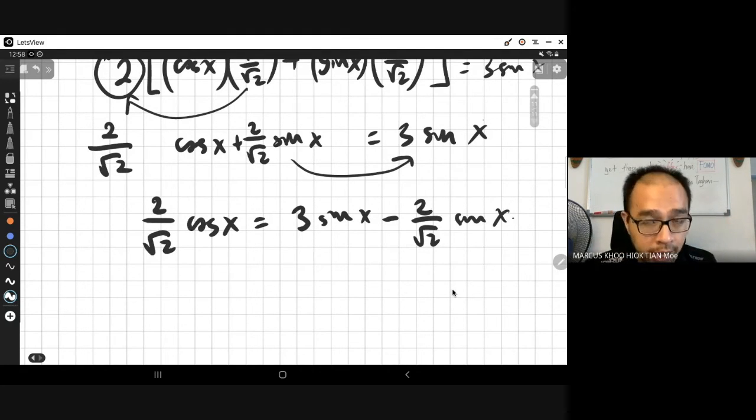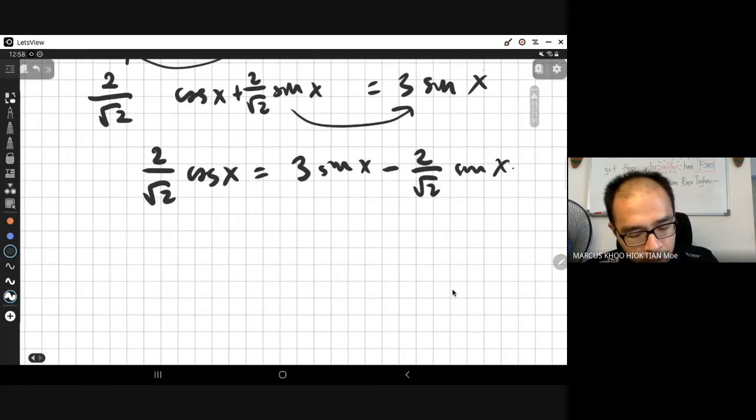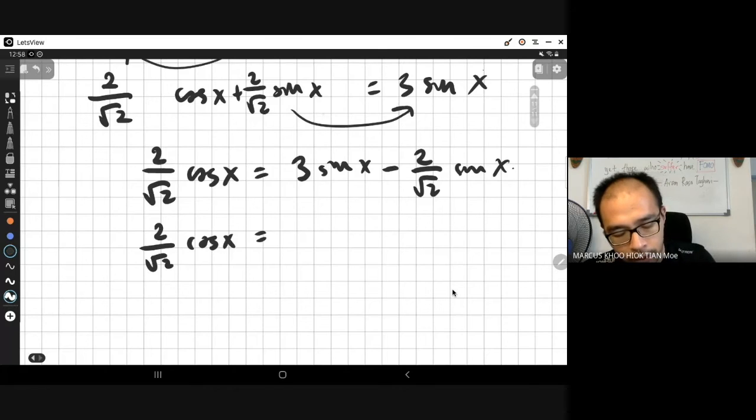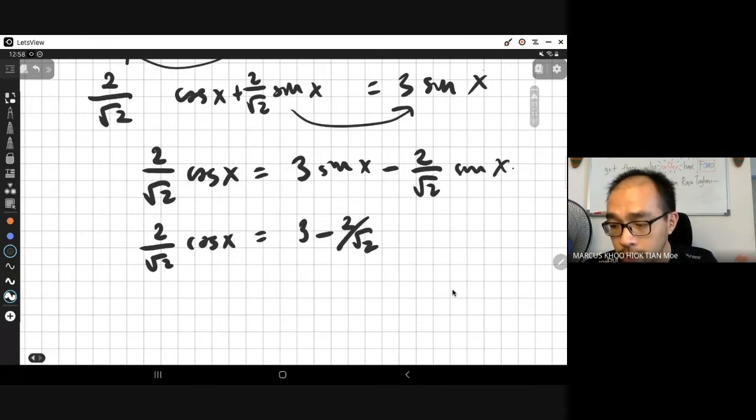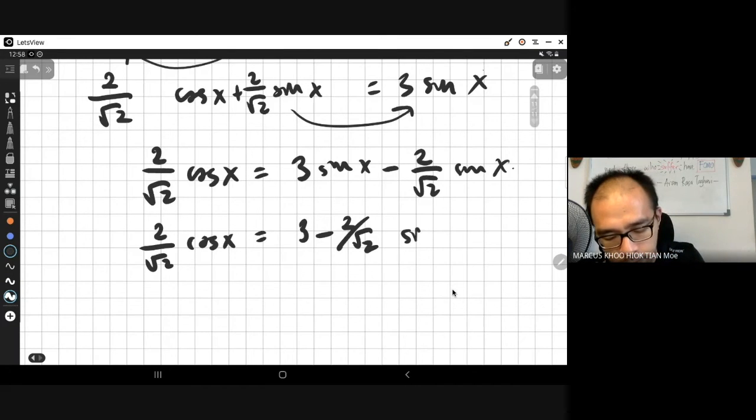Okay, hang on there, guys. So 2 over square root 2 cos x equals to, I'm going to factorize this, 3 minus 2 over square root 2, sine x.